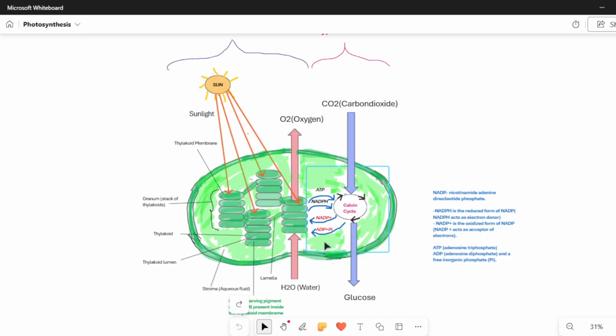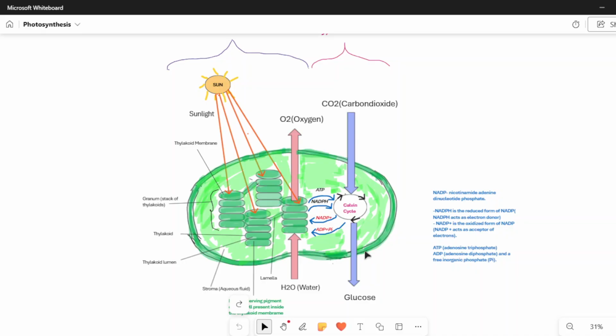So this is the entire process of photosynthesis, and these are the chemical names again: adenosine diphosphate and a free inorganic phosphate Pi, and NADP+ is the oxidized form of NADP. So this is the entire process of how the food for the plant is produced, which is photosynthesis.